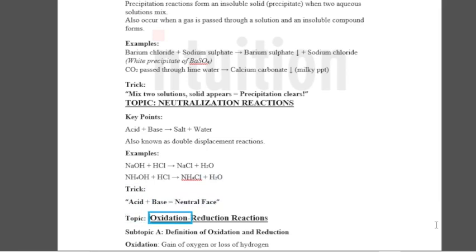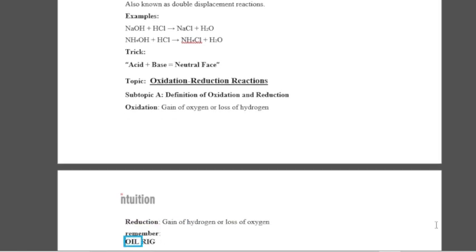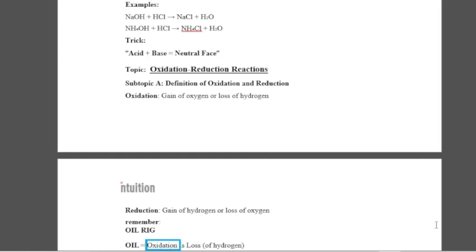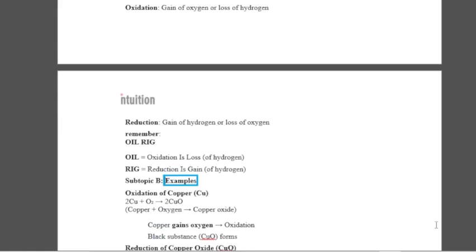Topic: oxidation-reduction reactions. Subtopic A: definition of oxidation and reduction. Oxidation: gain of oxygen or loss of hydrogen. Reduction: gain of hydrogen or loss of oxygen. Remember, OIL RIG: oxidation is loss of hydrogen, reduction is gain of hydrogen.